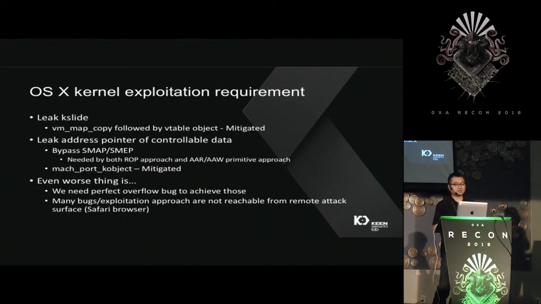So let's look at the kernel exploitation requirements in OS X. First, of course, you need to leak the kernel slide so that you can bypass KASLR. And currently, Apple did a lot of mitigation on it. And also, you need to leak some address pointers of controllable data. This was previously done by the mach port key object, but this is also mitigated actually before El Capitan. And even worse, we actually need a very perfect bug to achieve those.